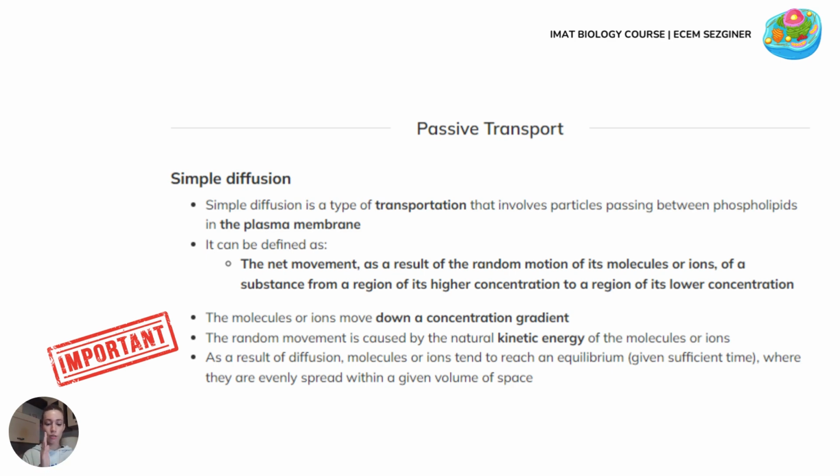So from higher to lower, when the movement happens, it actually happens thanks to the kinetic energy of the molecules and ions, because as we are going to learn in the chemistry course, every molecule has its own amount of movement and spinning in the environment that it is present in. So when there is this concentration difference, thanks to their own molecular movement in the environment, this transport can happen.